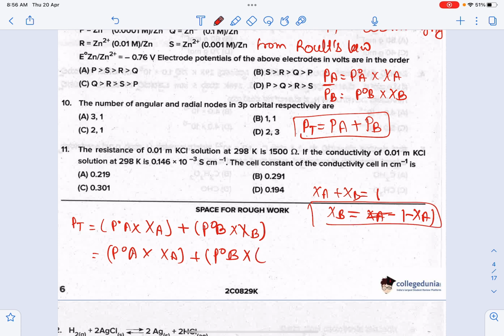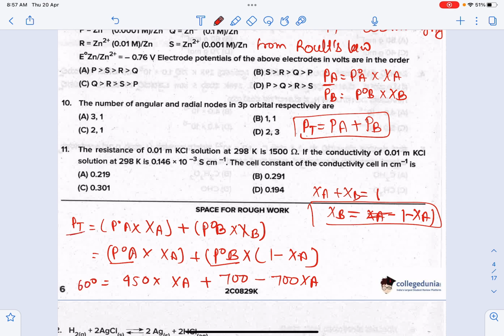To solve the question, just put the values like 1 minus XA. Now put the values. P0 A has the value 450 multiplied by XA. Here we don't know the value of XA, so we try to calculate it. Now the value of PB will be put here, 700 minus 700 XA. Now when you solve this, and here the value of PT is given 600.